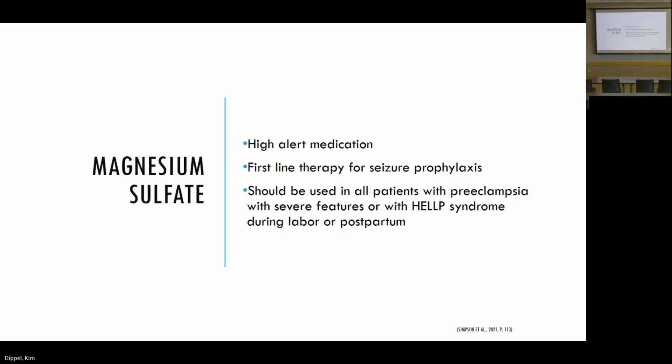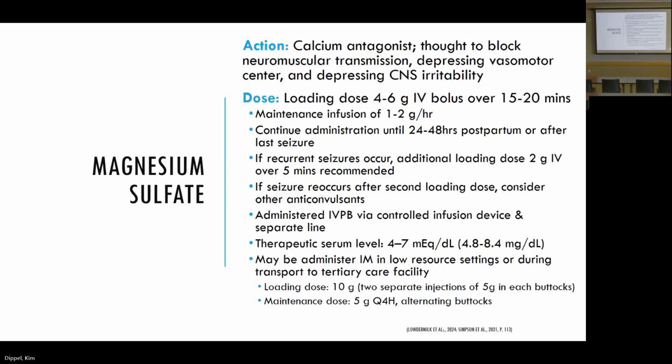Within pregnancy, it is our first line of therapy for seizure prophylaxis. It should be used in all patients with preeclampsia with severe features or with HELLP syndrome during labor or postpartum. It is a calcium antagonist, and it's thought to block neuromuscular transmission, depress the vasomotor center, and depress CNS irritability.